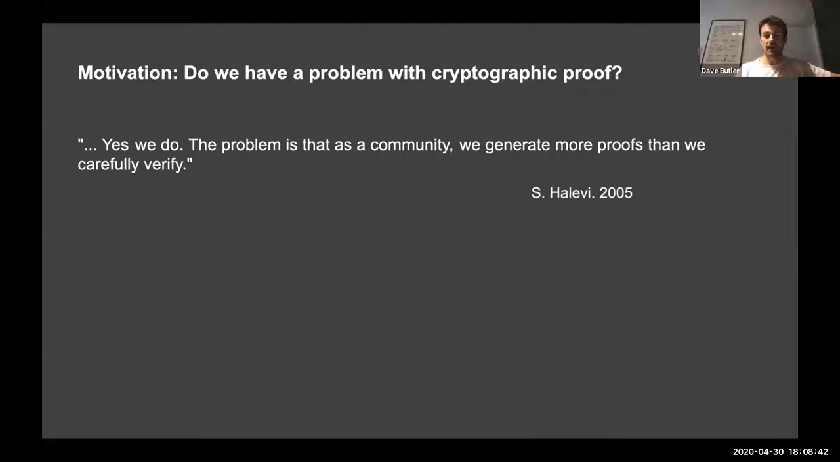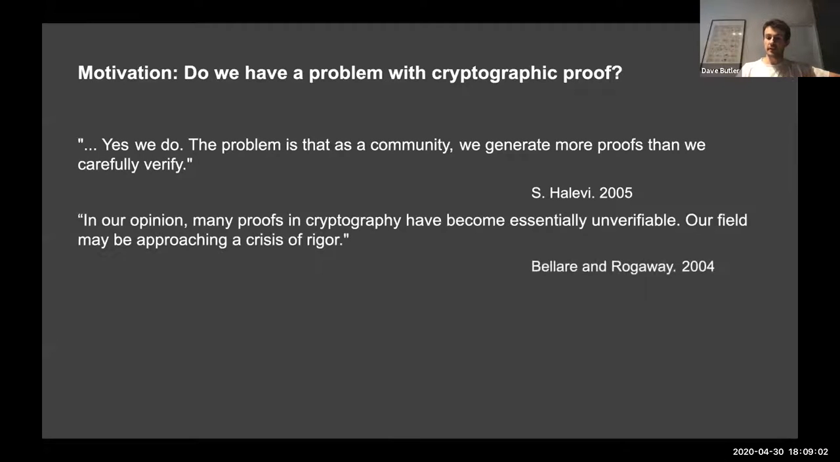So in 2005, Shai Halevi wrote this fairly famous paper that called for formal methods to be used in the world of cryptography. So apply formal methods to cryptography. And in this paper, he said, the problem is that as a community, we generate more proofs than we carefully verify. In 2004, so a year before, Bellare and Rogaway perhaps were more harsh, more damning. They said that many proofs in cryptography are essentially unverifiable. The field may be approaching a crisis of rigor.